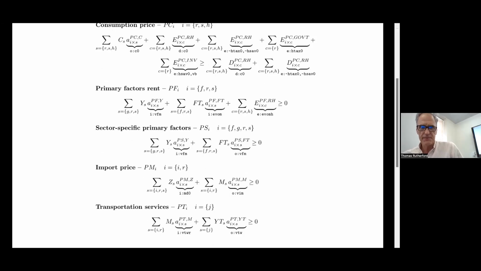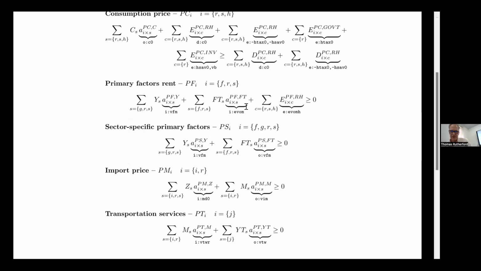And then we have primary factors, rents. Primary factors can be used in production in Y, or they may be allocated, again, this is the GTAP specification, and may be transferred across different states through FT, and the endowments then are by household.